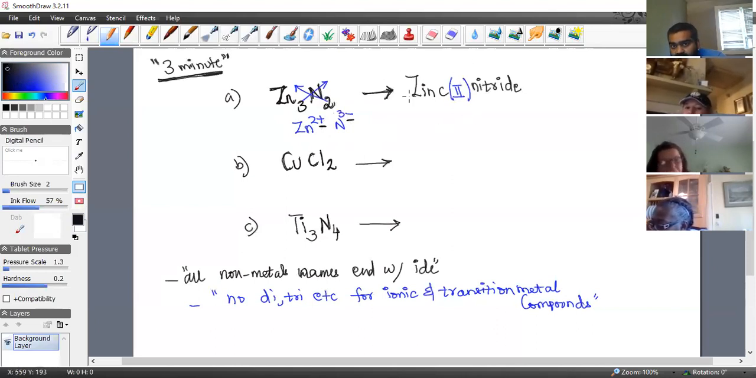I would probably not test zinc because zinc has an exception and I've not taught you that. You can skip writing the Roman numeral for zinc, but I would probably ask you something other than zinc because of that. All right. Does anyone have a name for this one? For B. Copper 2 chloride. Very good.